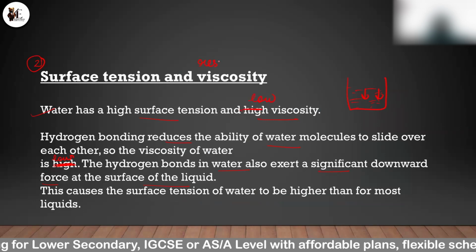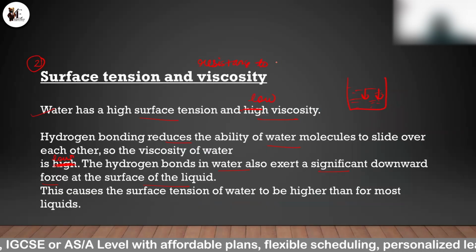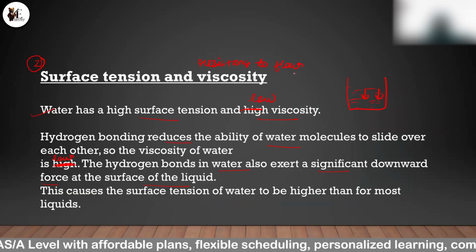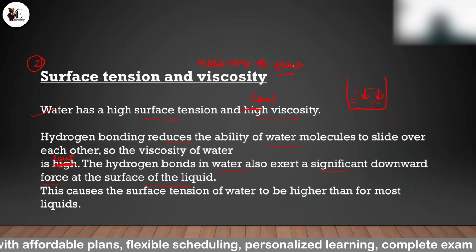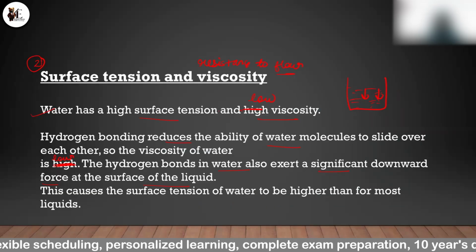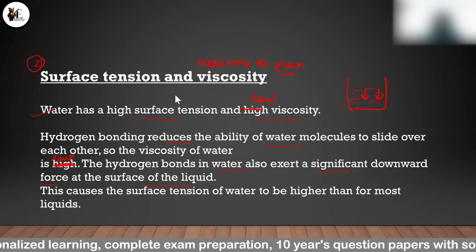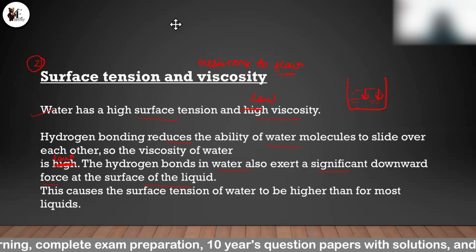Viscosity means resistance to flow. For example, honey: the viscosity of honey is higher because honey resists flow. So the reason is the same. Water has a particularly high surface tension due to strong hydrogen bonding between its molecules.